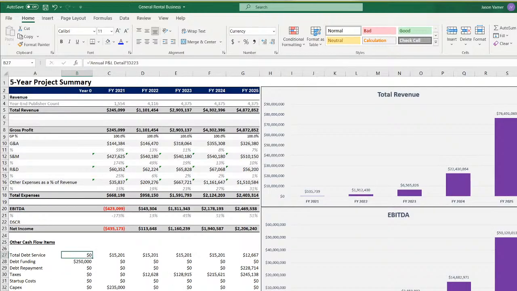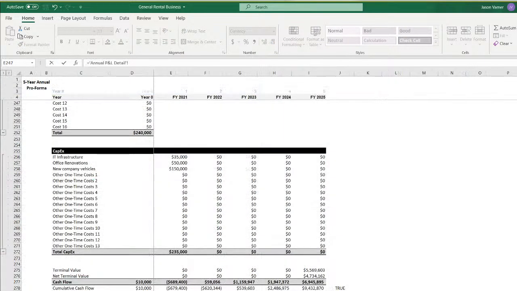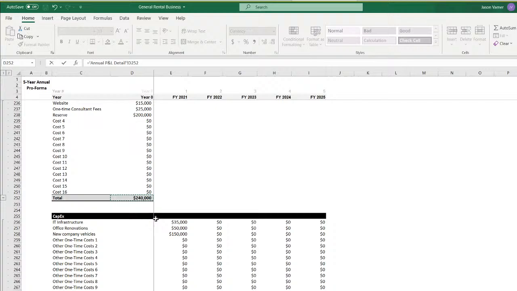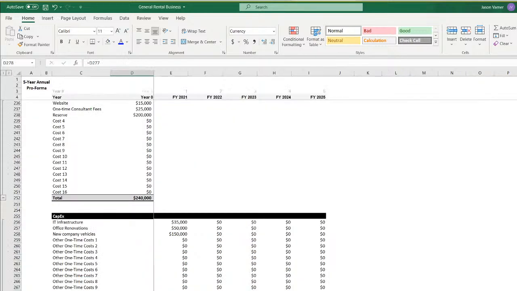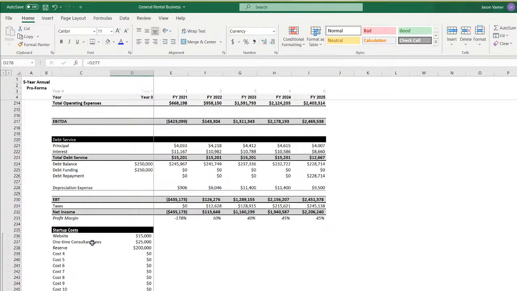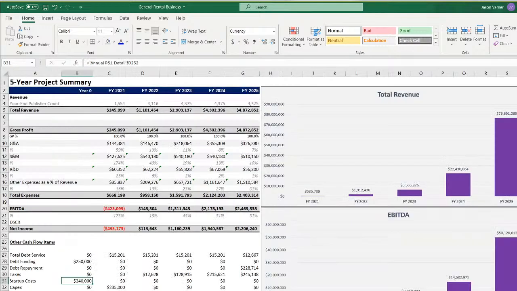This should be D. Yep. So startup costs are 0. That should not be. Should be equal to this. D252. What did I have it equaling? D235. The heck was that? 235. Oh, I put equal to this. Okay, that explains that.